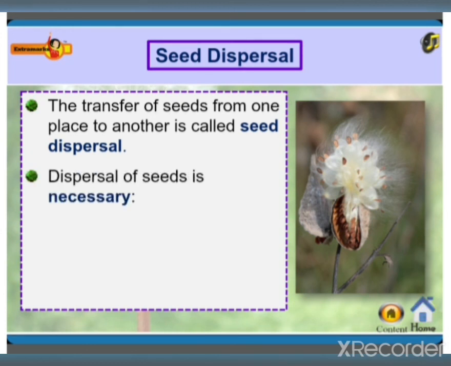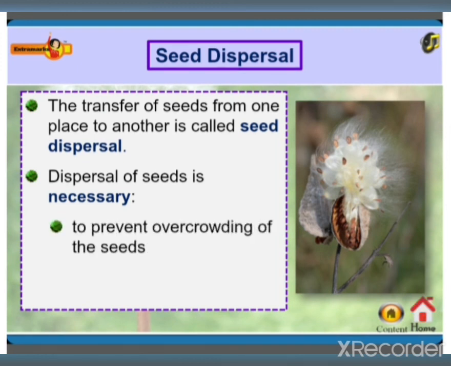Dispersal of seeds is necessary to prevent overcrowding of seeds, because overcrowded seeds are not able to get proper nutrients, and to help plants in invading new areas. Hence, wider distribution of plants is possible.